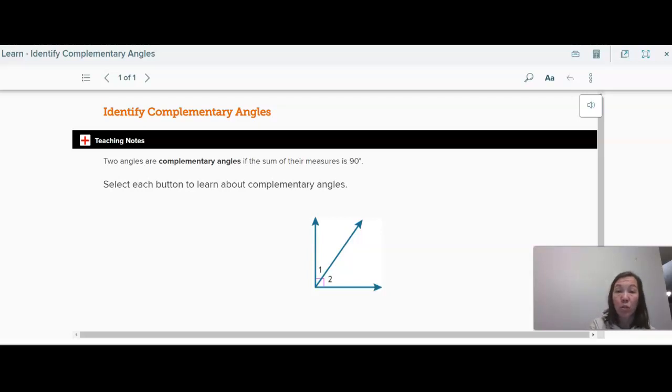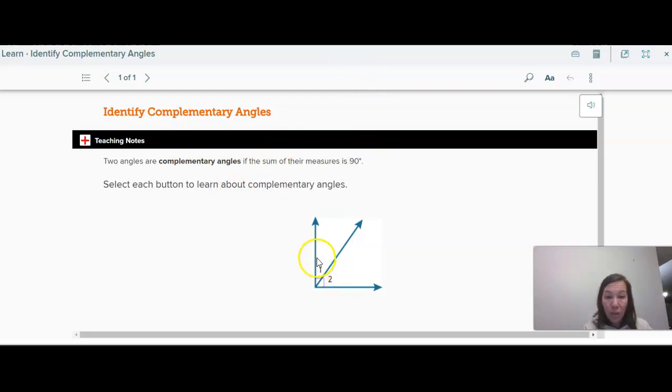So you guys can now turn your books to page 403, and we're going to talk about complementary angles. This section also includes supplementary, but we'll just talk about complementary in this part of the video. Two angles are complementary if the sum of their measures is 90 degrees.